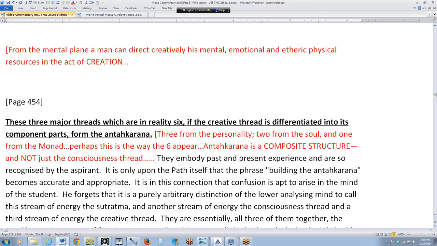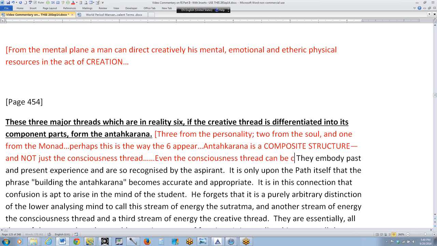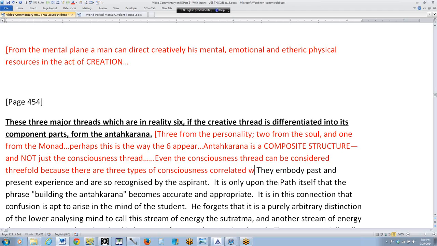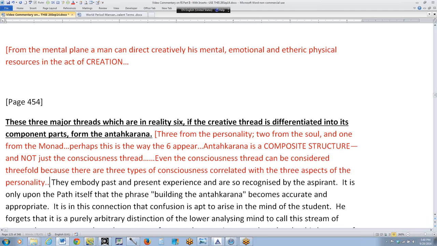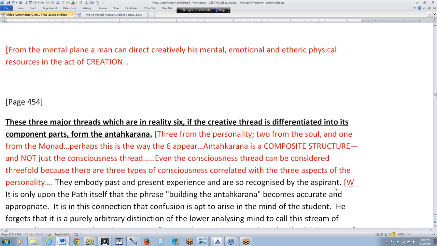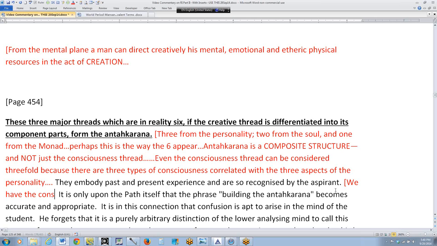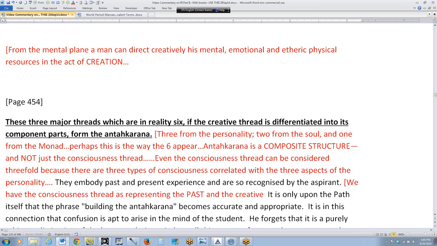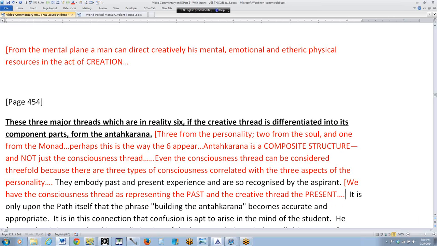Of course, even the consciousness thread can be considered threefold because there are three types of consciousness correlated with the three aspects of the personality. In any case, they embody the past and present experience and are so recognized by the aspirants. Now we have the consciousness thread as representing the past, and the creative thread the present. At least that's what he said a little earlier. It is only upon the path itself that the phrase building the Antahkarana becomes accurate and appropriate.